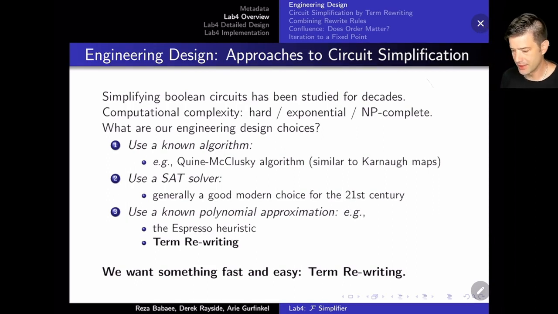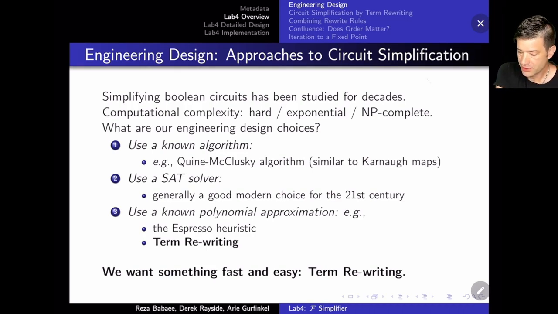But so we're not going to use SAT solvers. I mean, they're a good choice for things, but not for compilers. And then the last thing is to use a polynomial approximation. So it's use an algorithm that is polynomial, but it's not going to guarantee the minimal result of the simplification.